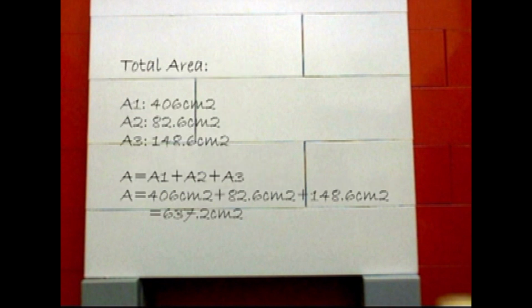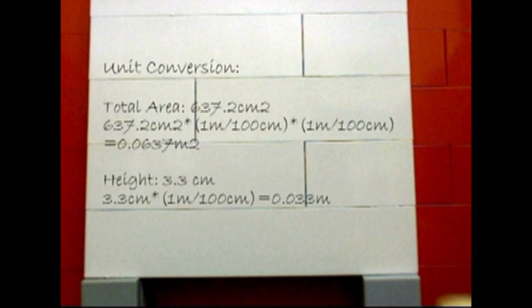We are now going to calculate the total area. Taking the 3 areas, we add them all up to find that the total area is 637.2 centimeters squared. After converting the total area over to meters squared, we find it as 0.0637 meters squared. Also, when converting the height over to meters, we find that it is 0.033 meters.